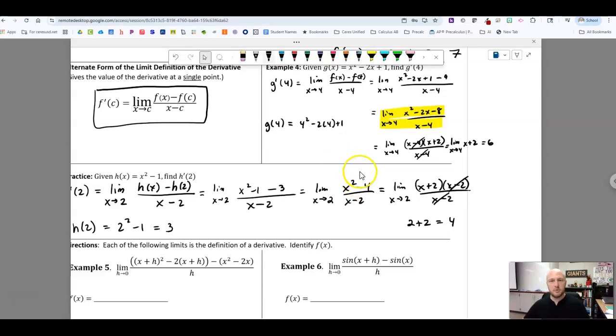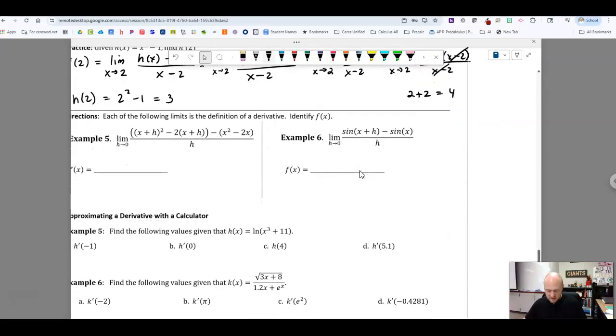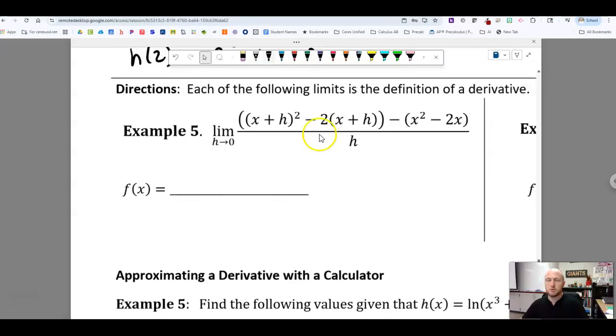But how does this apply on the AP exam? Well, it's oftentimes visualized in multiple choice problems, and what you need to do is you need to be able to recognize the structure. So here's an example. What's the limit as h approaches 0 of x plus h squared minus 2 times x plus h minus x squared minus 2x all over h? Well, sometimes they're not even factorable. So what your brain needs to be able to do is say, hey, this is a derivative. This is f prime of x.